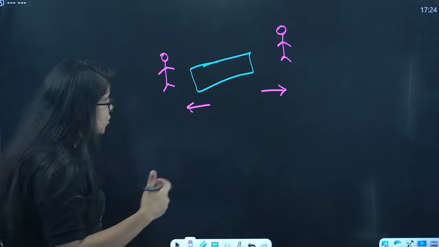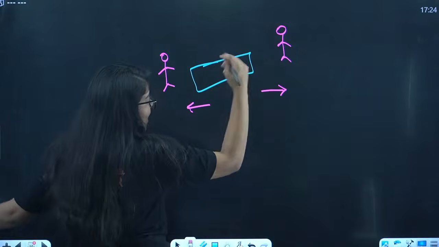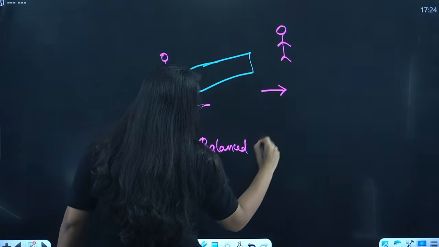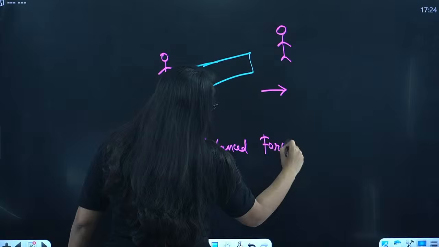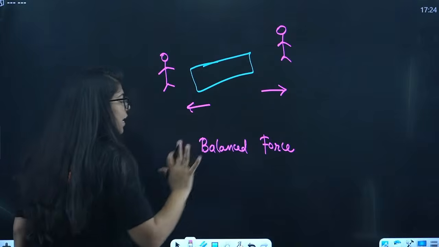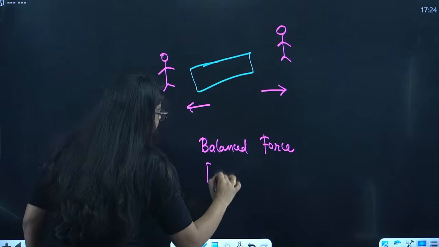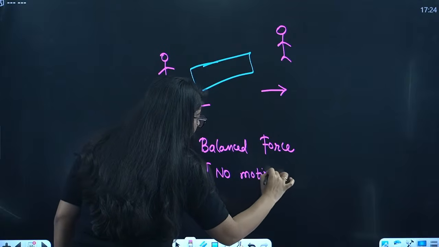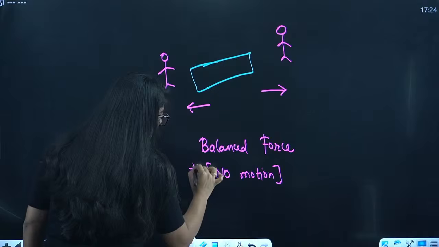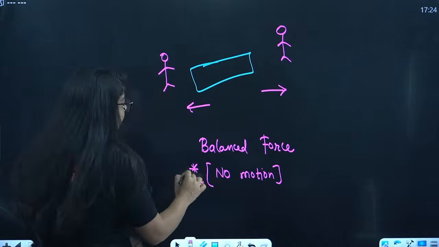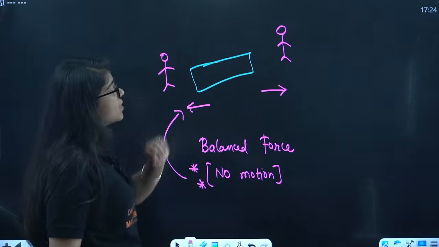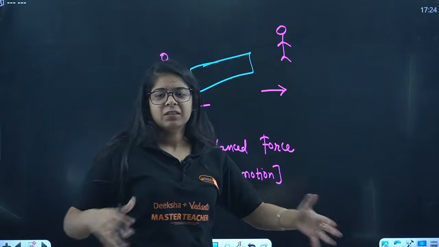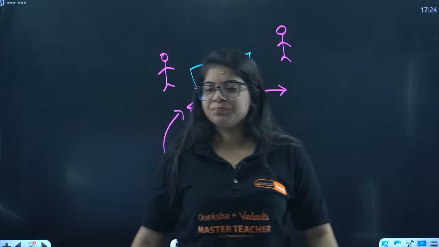Yes. So beta, this is actually your balanced force. In balanced force, generally you can say that there is no motion for now. I'm telling you, this is just for now. It is exactly not the case. In this case there is no motion, and eventually the chocolate packet might get torn up.